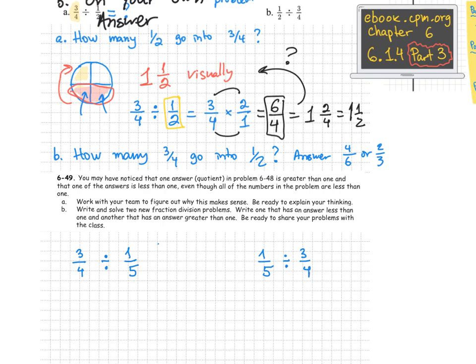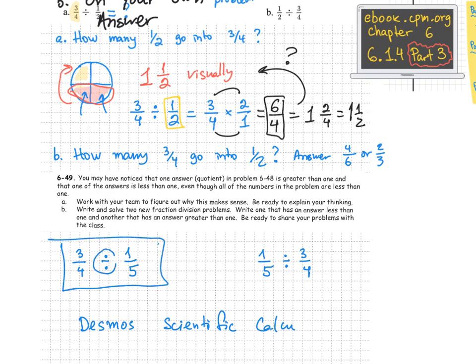Now, don't forget we learned how to check our work using Desmos Scientific Calculator. So I want you to enter them as you see them. Now, division symbol, it might give you a fraction over fraction, so don't be scared when you see it, but we learned that fraction bars are also divisions. But one of them should give you an answer bigger than 1, and one should give you less. Calculator.